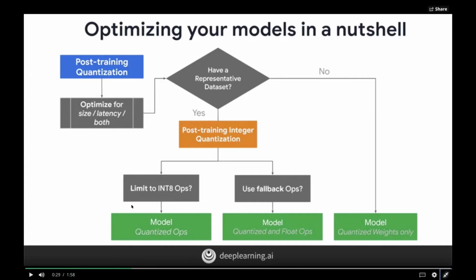Then you have a further option which limits it to int8 ops only. And again, if you can't accomplish that, then there is a fallback mechanism. Although I was a little bit unclear in the course materials, it sounded like if you called this, it would possibly just raise errors, and then you would have to go back and do this manually. I don't think it automatically falls back to post-training integer quantization without int8 ops.